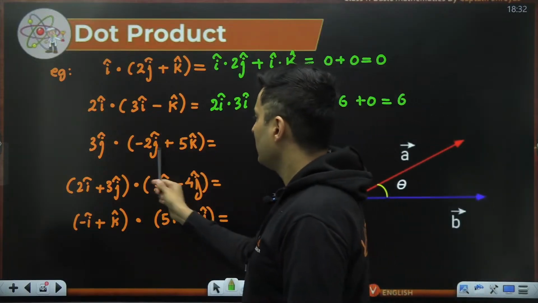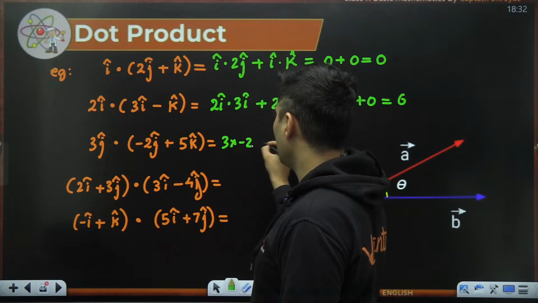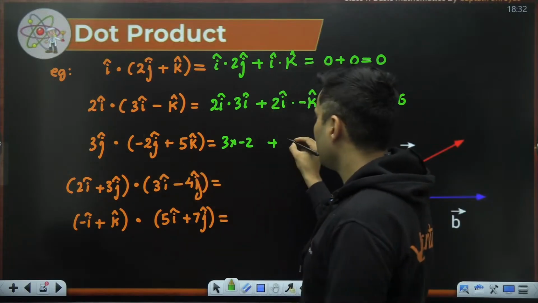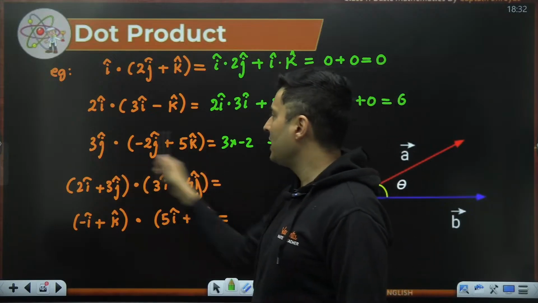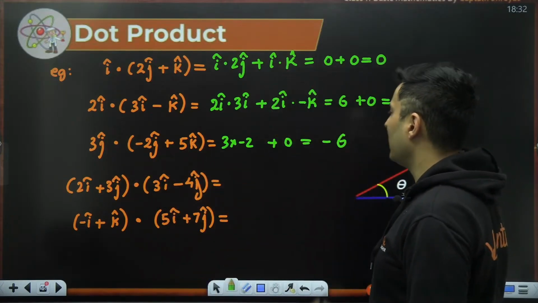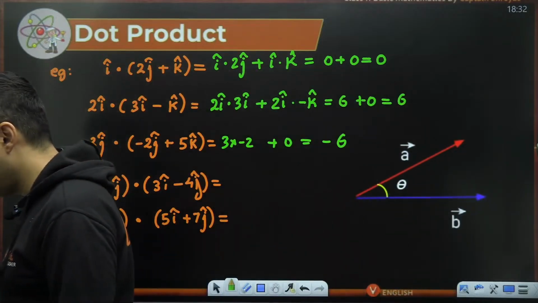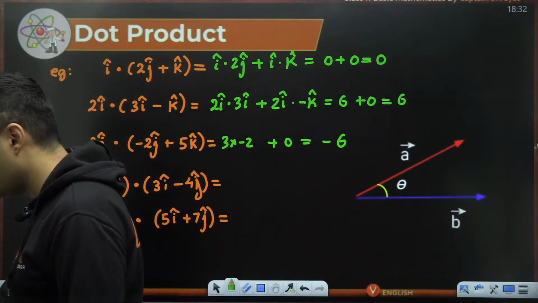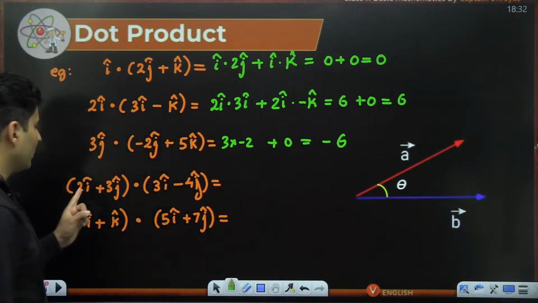What about this? J and j will go, so it will be 3 multiplied by minus 2 plus, this will be nothing but j into k, which is 0. K and j are perpendicular, so the answer will be 0. So it will be nothing but minus 6. Is that right? Very good. Many of you got it correctly. I can see that. Very good, Rama. Very good, Togo. Very good, Taruna. Awesome. Perfect.